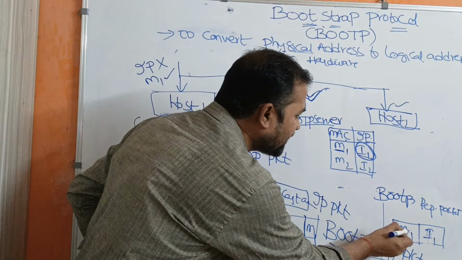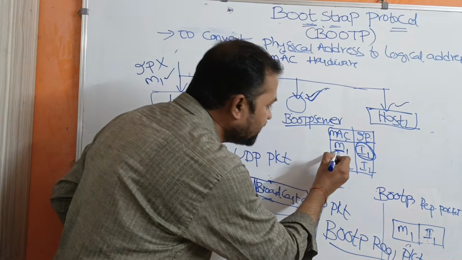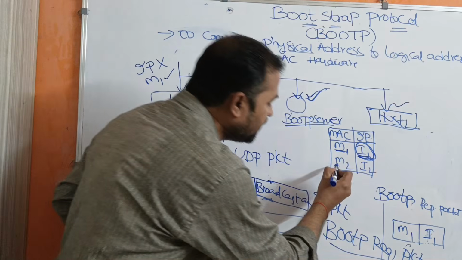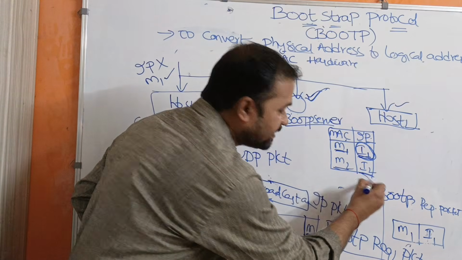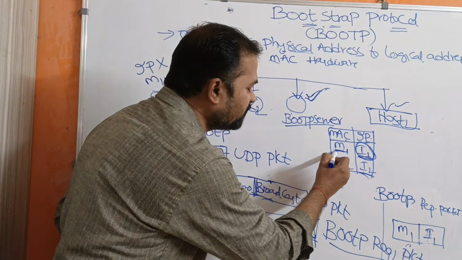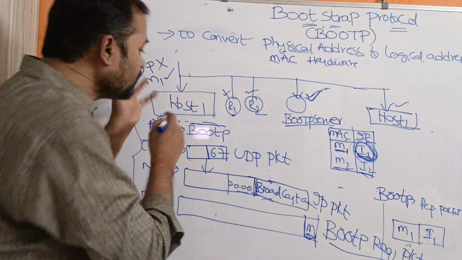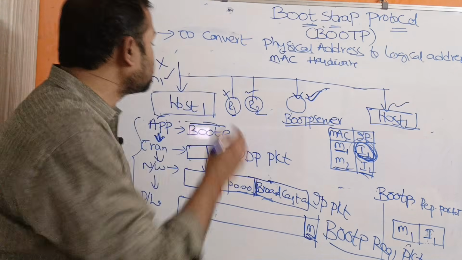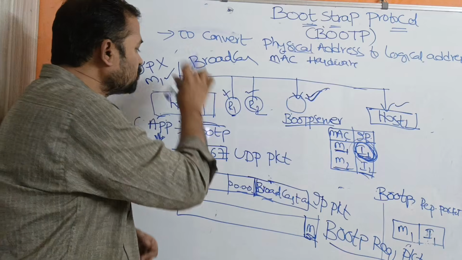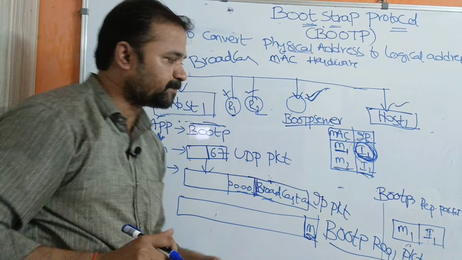And what is the MAC address here? M1 is the MAC address. If M1 is the MAC address, then the corresponding IP address is I1. If M2 is the MAC address, then the corresponding IP address is I2. So here M1 is the MAC address, and the corresponding IP address is I1. This BOOTP request packet is a broadcast, so it will be broadcasted over the network.